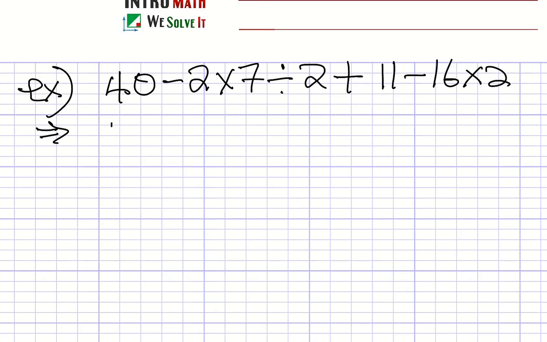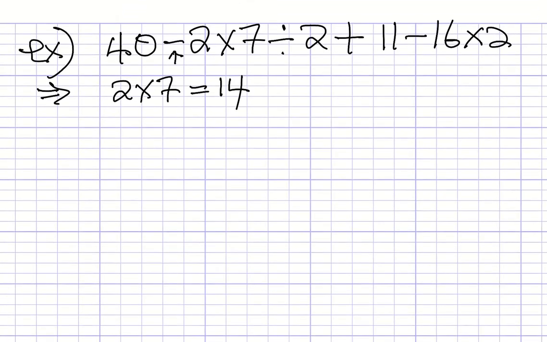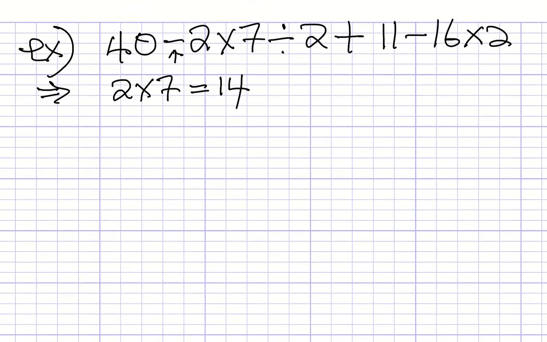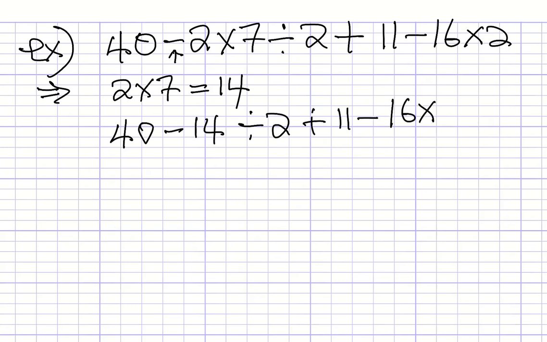So the multiplication, you're going from left to right. We're going to do 2 times 7. Notice how I'm doing it. Don't let this sign confuse you. We're doing 2 times 7 is equals to 14. Okay? Once you get that 14, you rewrite the original problem. So you write 40 minus 14 divided by 2 plus 11 minus 16 times 2.